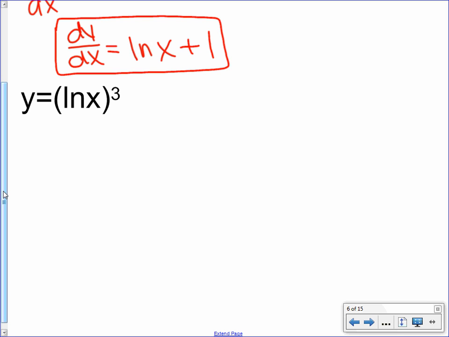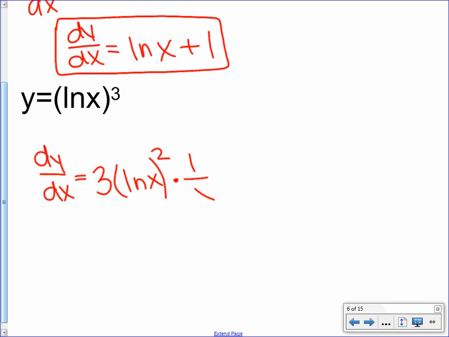Okay, so how about y equals the natural log of x cubed? We are going to have to do the chain rule. So our first derivative we need to take is the outside: power rule. Drop the 3, the power is now 2, times the derivative of what's inside. Okay, so we can write this as 3 natural log of x squared.